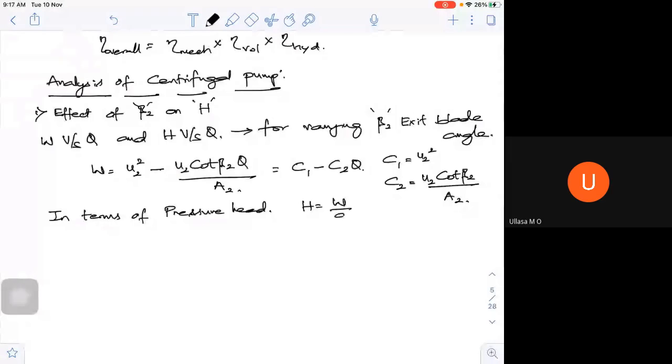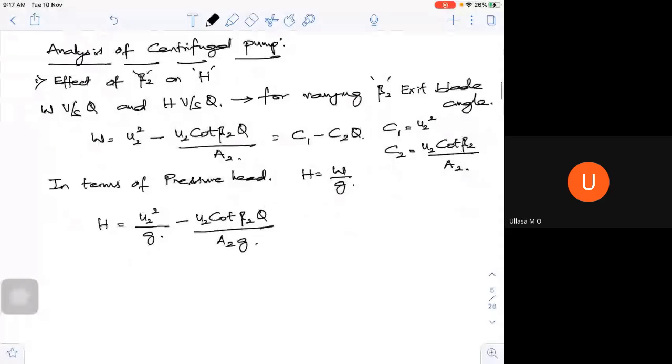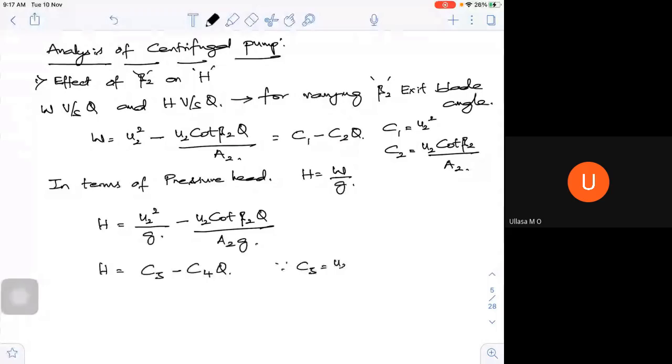So I can write H is equal to U2 square by G minus U2 cot beta 2 Q divided by A2 into G, or I can write H is equal to C3 minus C4 into Q. Here C3 is equal to U2 square by G and C4 is equal to U2 cot beta 2 divided by A2 into G. The only term I am trying to add is the G quantity, so that I can express it in terms of the head quantity.